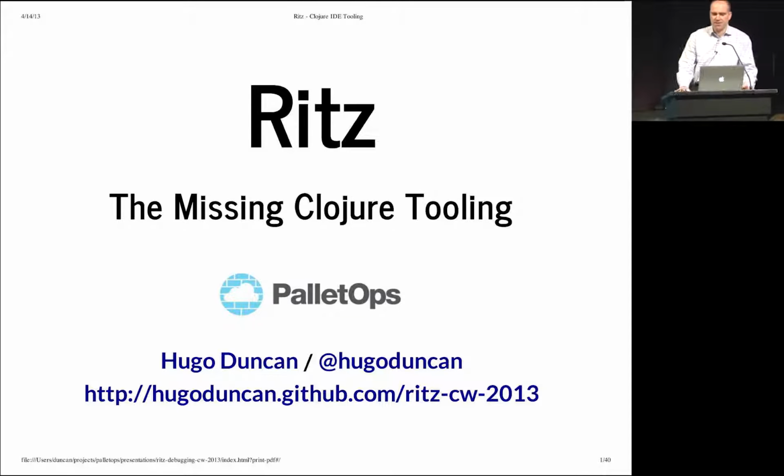My name's Hugo Duncan. I'm going to be talking to you about Ritz, which is IDE tooling for Clojure. I work with Palette most of the time and spend a lot of time doing debugging. So a large part of what I'm going to be talking about is debugging. My Twitter handle there is Hugo Duncan.